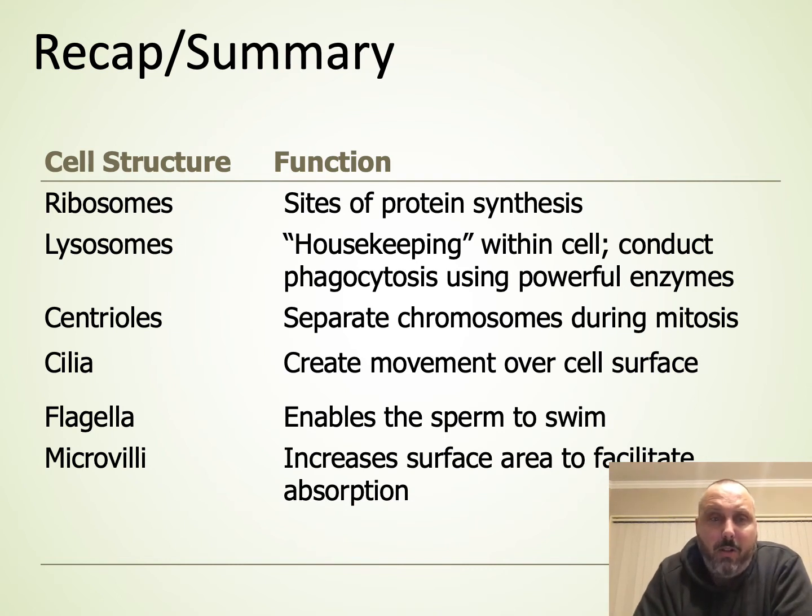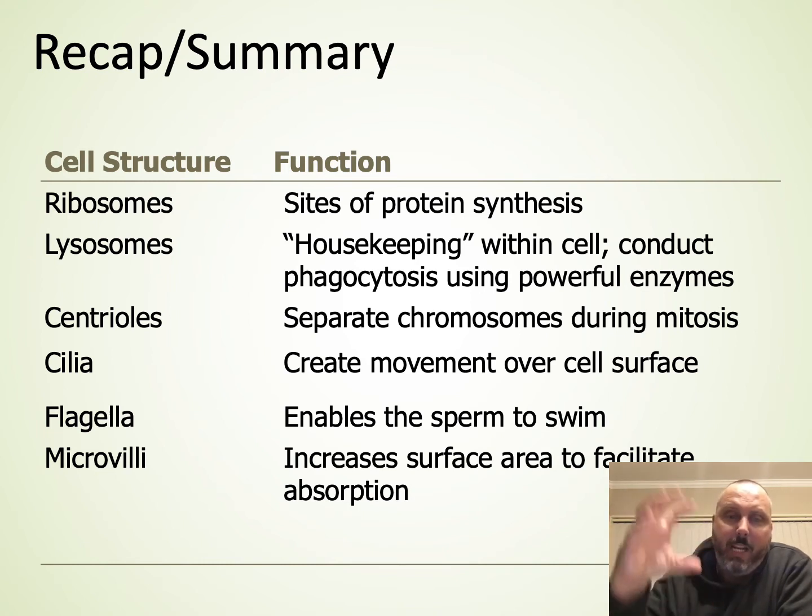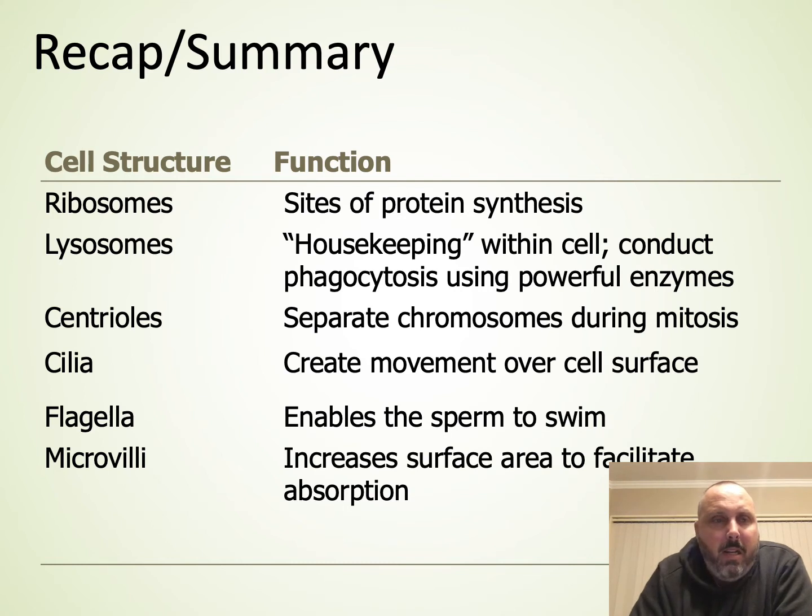So phagocytosis is just the process of a lysosome coming along and Pac-Manning, grabbing onto the foreign stuff that we don't want and then transporting it away out of the cell. Centrioles, remember, their job was to separate chromosomes during mitosis. Mitosis, that's just cell division. And then we've got the three projections on the outside, which we talked about. We had those little animations. So cilia create movement over the surface of the cell, so they physically move things across the cell membrane.